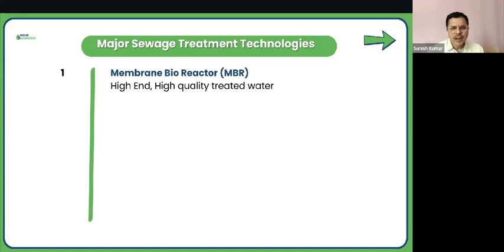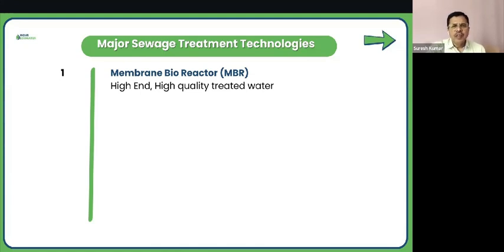That means it's a storage or process tank in which there is a certain biological process happening, and you have inserted one membrane into that tank. Now, this is considered to be one of the latest technologies. I have my own reservations on whether this is viable, because it is prohibitively expensive. It is almost 3 to 4 times more expensive than MBBR or SBR, and to operate it requires highly skilled manpower, and the treated water quality will be good.